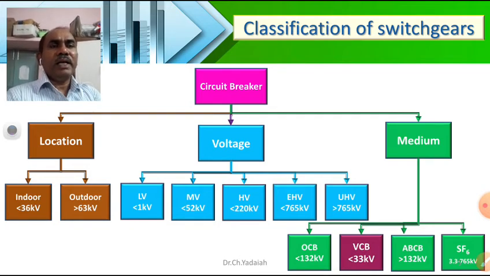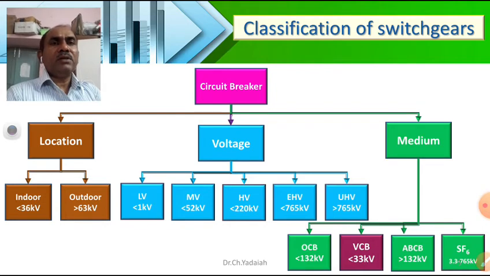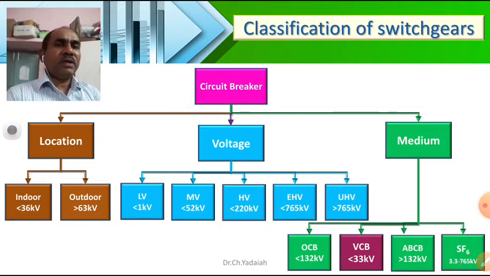Simple, it has the interrupting chamber and supporting chambers. If the voltage increases, then it is possible, since it is a modular design, to have more interrupting chambers connected in series. Already we have seen bulk oil circuit breakers and minimum oil circuit breakers, their applications, advantages, disadvantages, working principle, construction, all things we have seen.